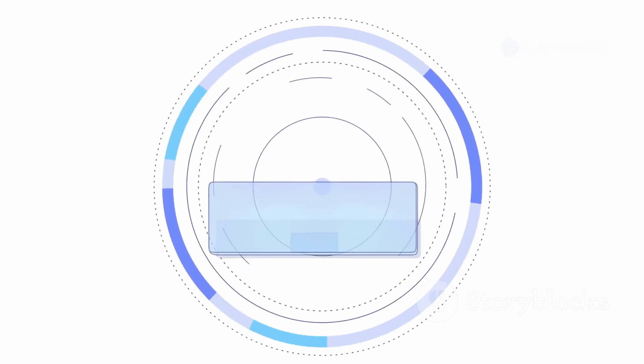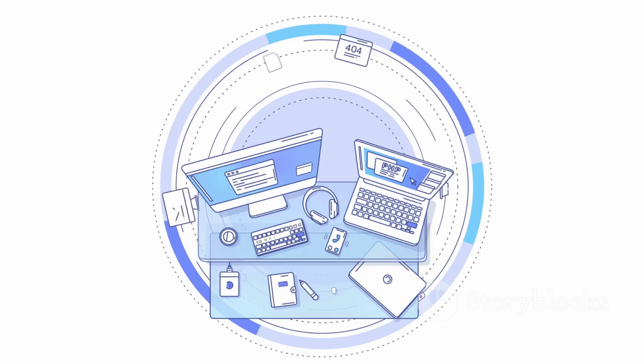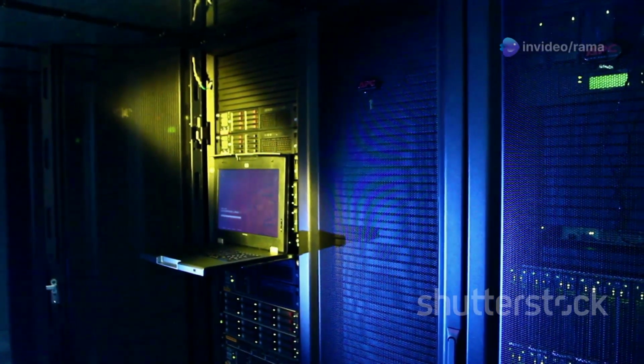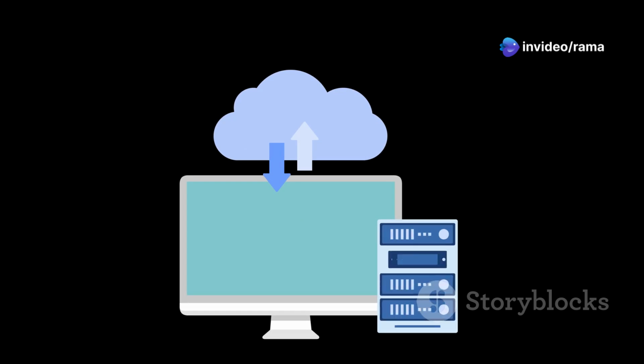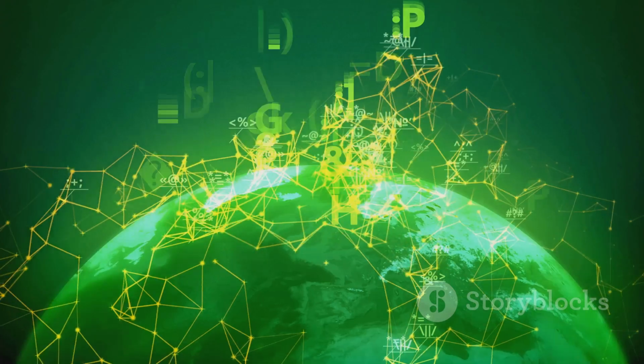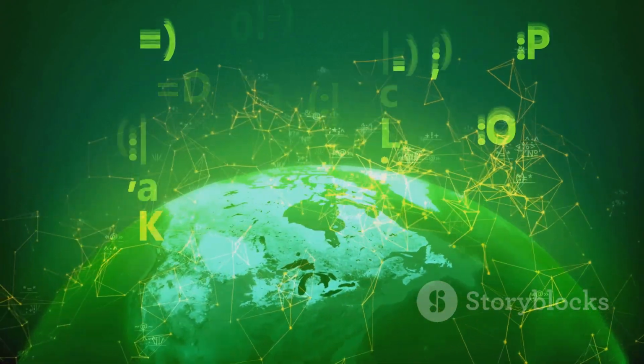Your browser, whether it's Chrome, Safari, or Firefox, sends a request out into the World Wide Web. That request goes to a special server that hosts the website you're trying to reach. The server then sends back the website's files to your browser, which magically turns them into the web page you see. Now, this entire process relies on a few key players.